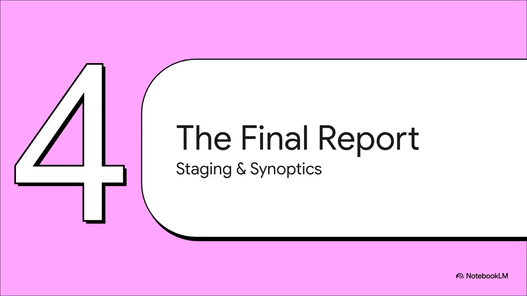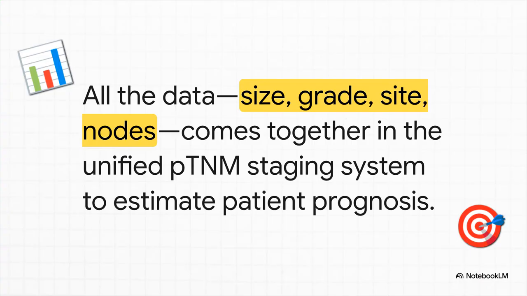Okay, we are in the home stretch. We've done the gross exam, we've made our diagnosis, we've graded the tumor, and we've assessed all of the margins. Now, it's time to put all of that information together into the final report that everyone is going to rely on. This is basically the grand finale of all our work. The pTNM staging system takes everything, the tumor size, the grade, where it was in the body, the nodal status, and synthesizes it all into one unified stage. And that stage is the universal language of oncology. It gives the best estimate of the patient's prognosis.